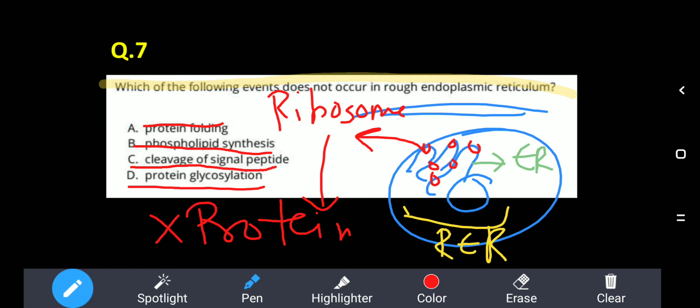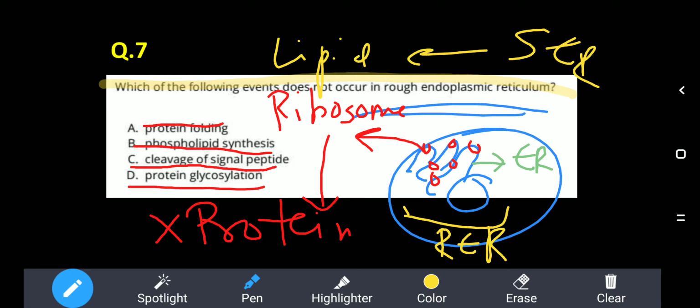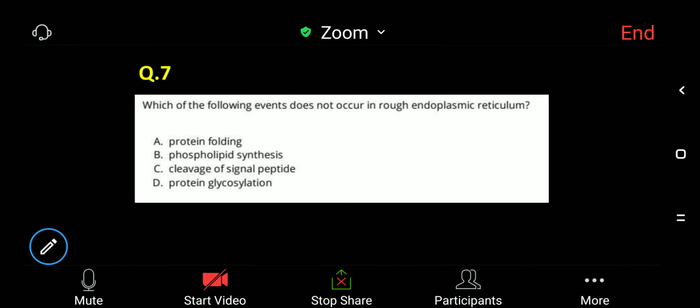Lipids are not formed in the RER. They are formed in the SER. When I look at the options, we've got protein folding, phospholipid synthesis, cleavage of single peptide, and protein glycosylation. Here, everything else is related to protein. Phospholipid, lipid is fat, which is not synthesized by rough endoplasmic reticulum. Instead, it is from the SER. A simple question. Scoring question, 4 marks.